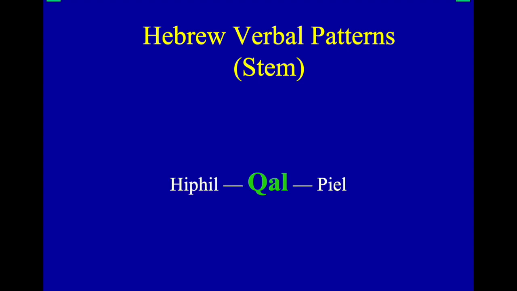And today we'll be looking at the Piel, which is another active stem. You can also see Hithpael there on the side. Hithpael is another active stem. It's an active verb just like the qal, but it adds a little bit of extra meaning to it. We'll get to what the particular meaning of the Piel is today, and we'll move on to the Hithpael next time. So then we'll have covered most of the stems in Hebrew by next week.